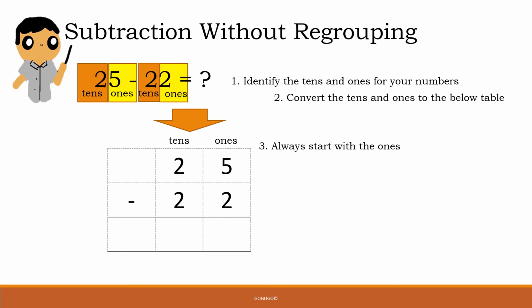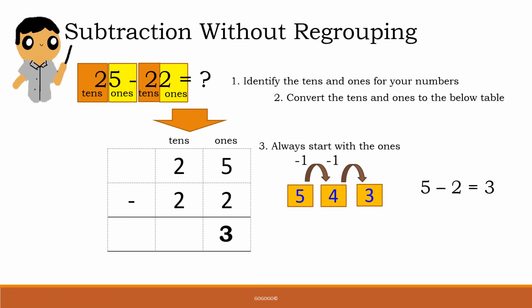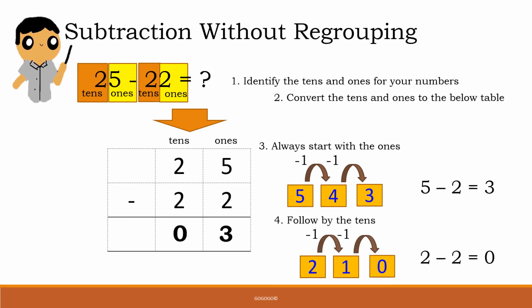Similarly, always start with the ones column. In this case, 5 minus 2. We will adopt the same counting method that we have learned earlier, and you will get the answer of 3. Lastly, the tens column. Using the counting method to find out what is 2 minus 2. You will get the answer of 0.